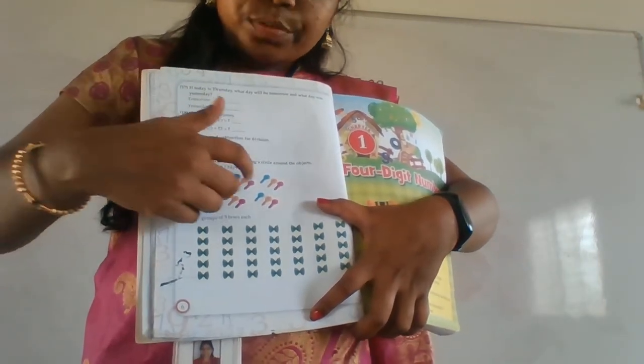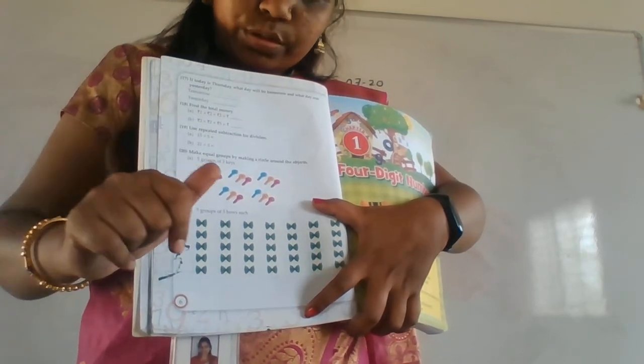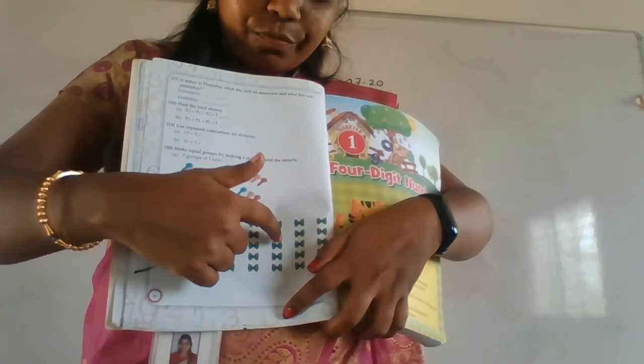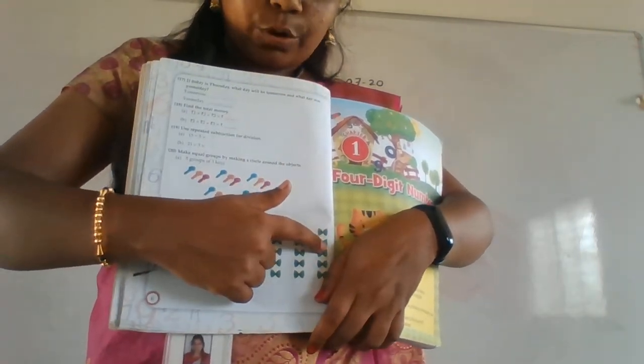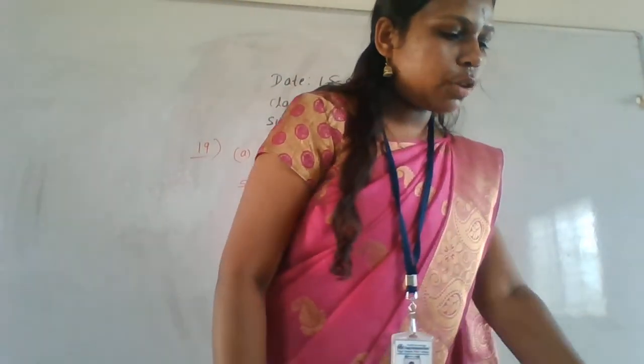Here 5 groups of 3 keys. Here 7 groups of 5 bows. So 1 group, 2nd group, 3rd group, 4th group, 5th group, 6th group, 7th group. Getting my point? So I hope everyone has understood this concept.